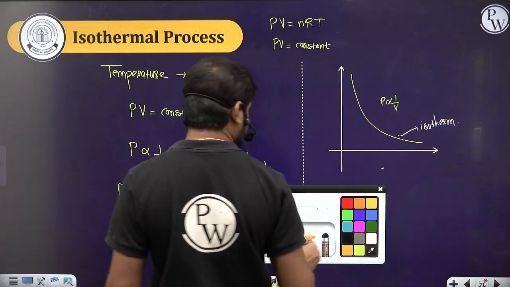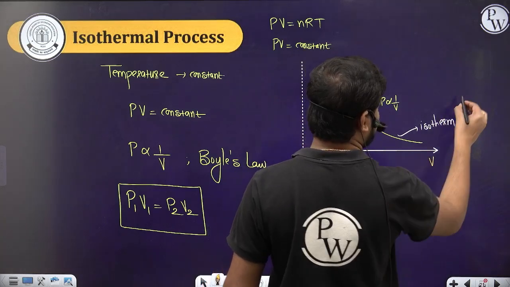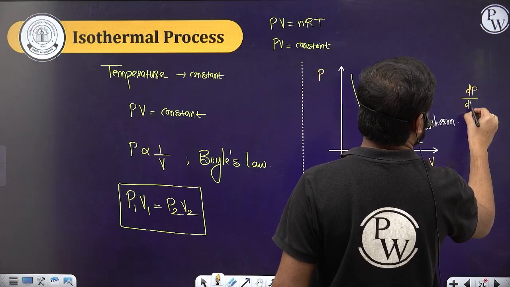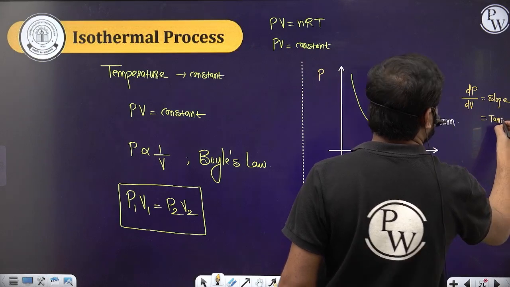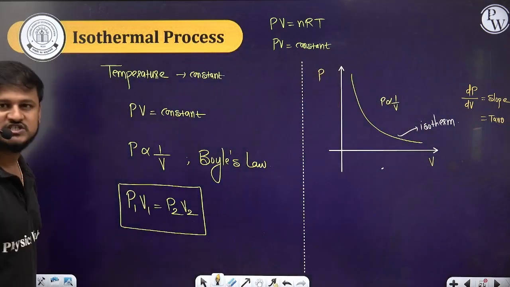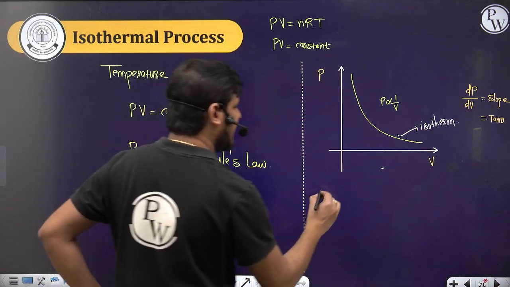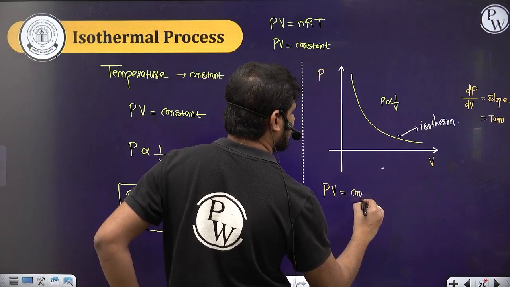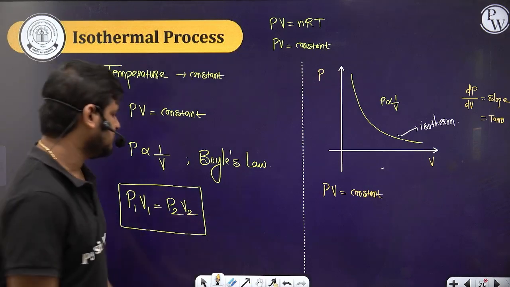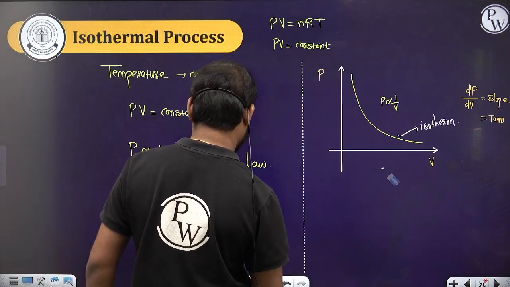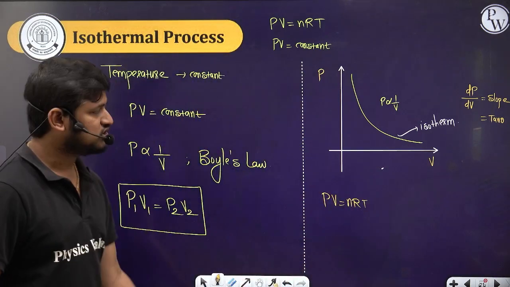Okay. So this is the P versus V curve, right? Here dP by dV is going to be the slope, which is equal to tan theta. Here actually PV is constant. So PV is equal to nRT, where PV is a constant.